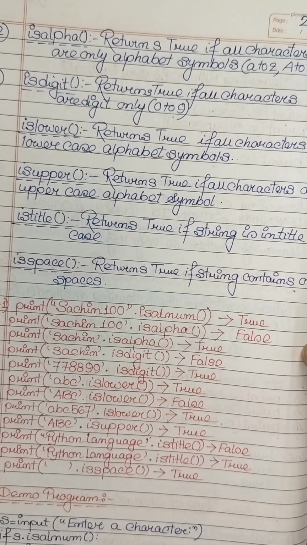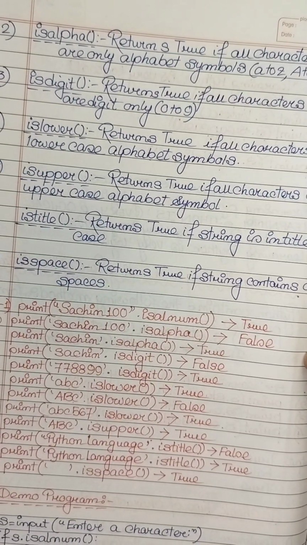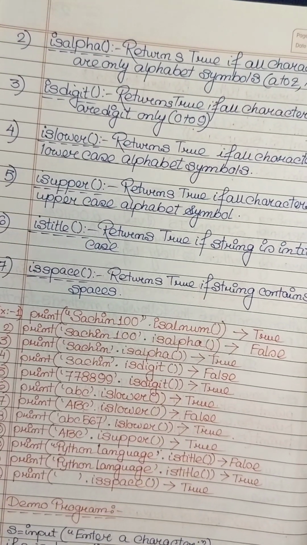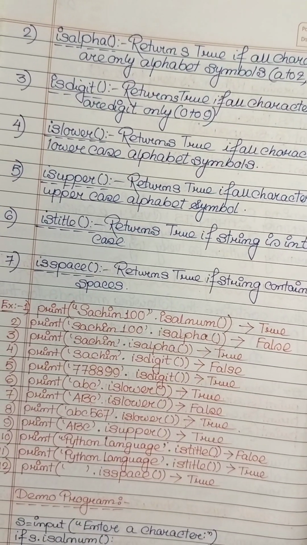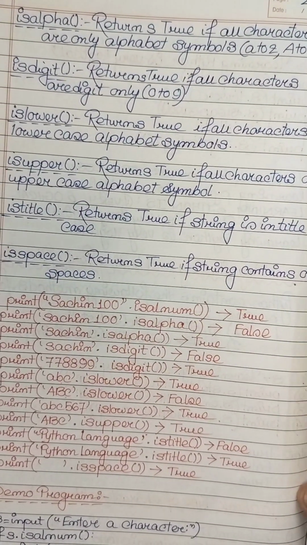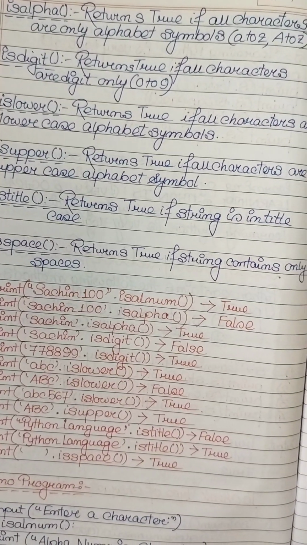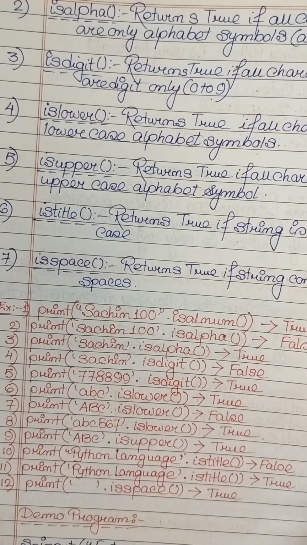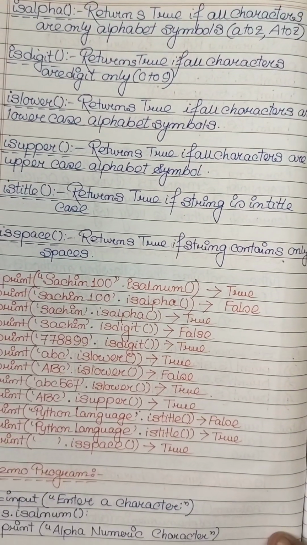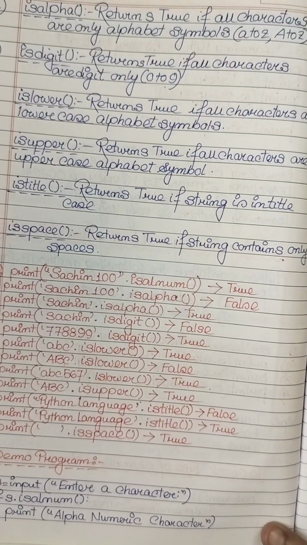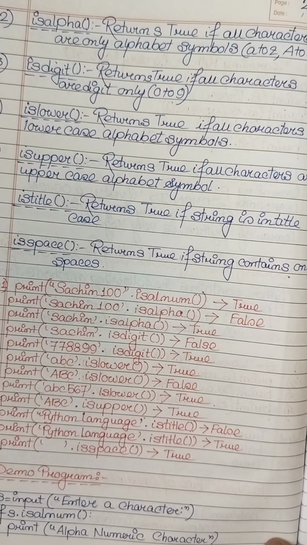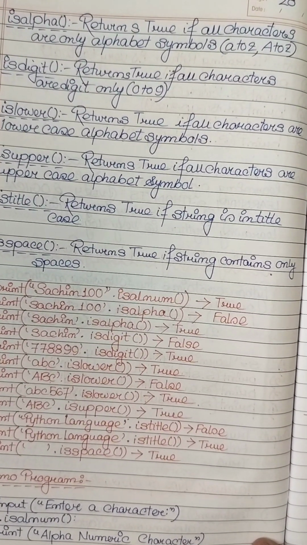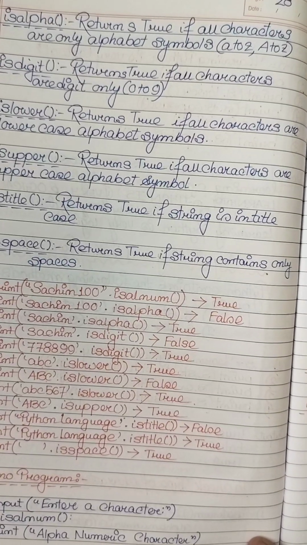Next is islower. It returns true if all characters are lowercase alphabet symbols. Number 5 is isupper. It returns true if all characters are uppercase alphabet symbols. Then istitle returns true if the string is in title case. Then isspace returns true if the string contains only spaces, that means no words, only spaces.